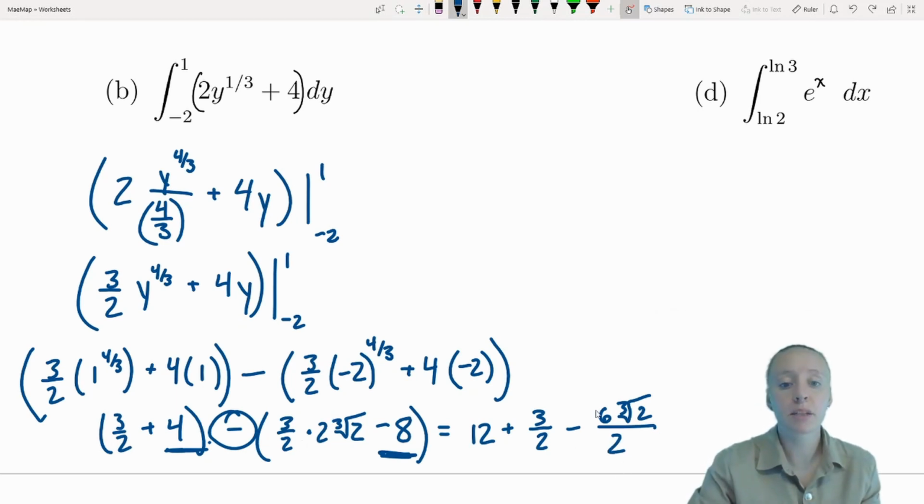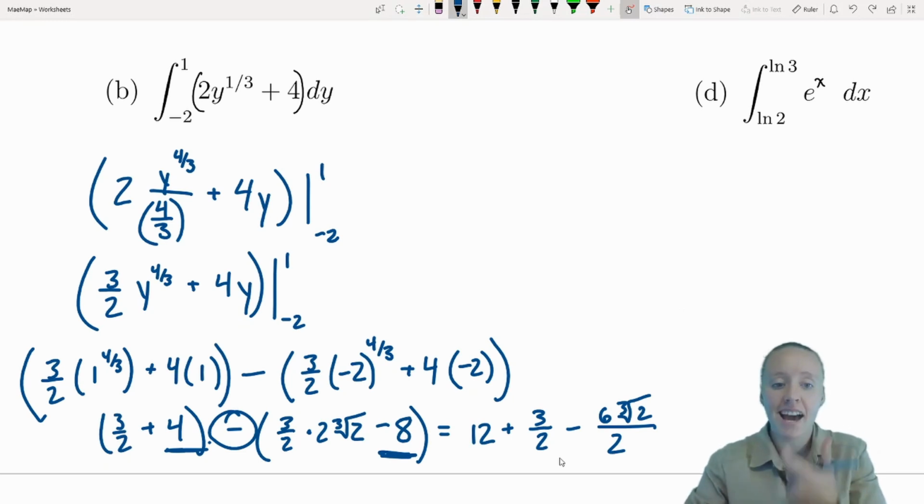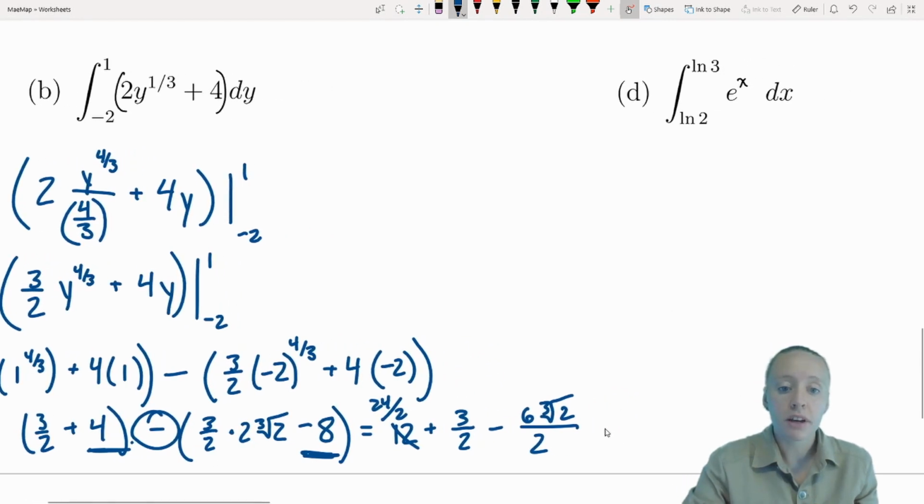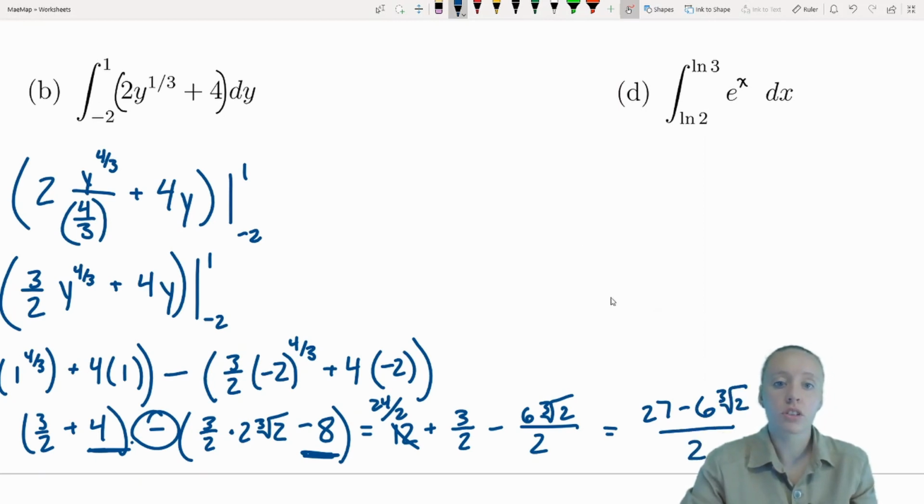And why I didn't simplify down 6/2 is because I'm going to find a common denominator and write this as a single fraction. And by doing so, that common denominator is going to be 2. So rewriting 12 as 24/2, I'll be able to add everything together. So 24 plus 3 is going to give me 27. So my final solution is going to be 27 minus 6 times the cube root of 2 all over 2.